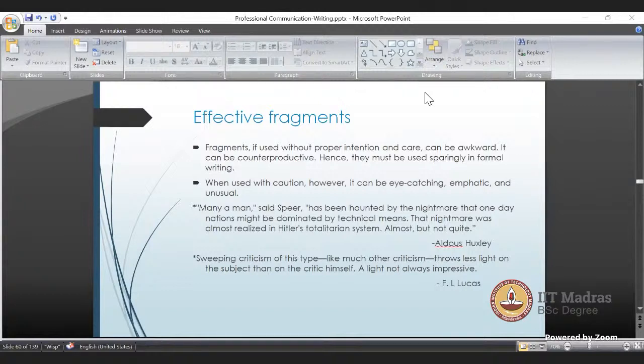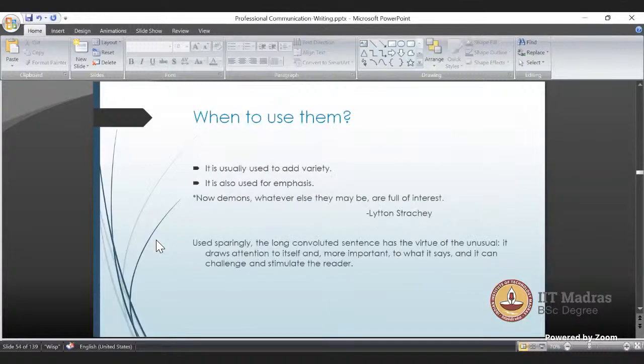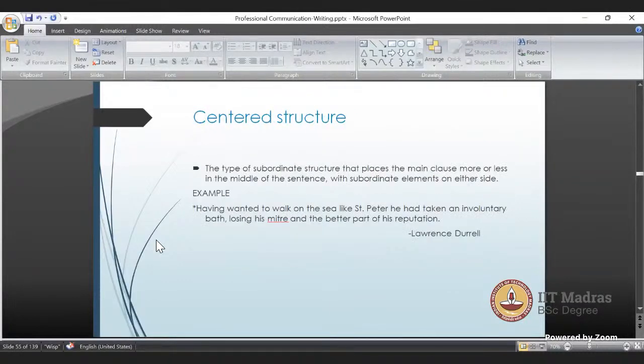Ma'am, what is meant by mitre? Is it a Hindi word? No, no, it is not a Hindi word. Oh, this is from the previous example. Okay, I think we'll have to look at the sentence for that. Remember which slide it was? Let me see. This one, right? I wanted to work on the sea like Saint Peter. He had taken an involuntary.